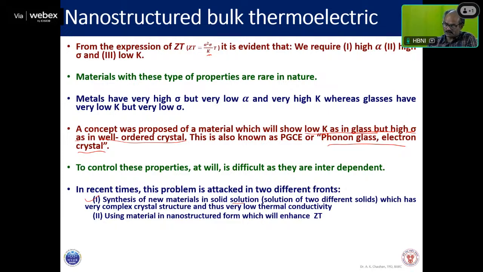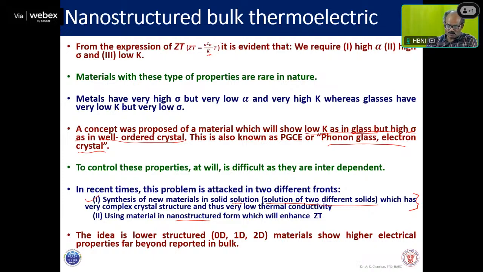Solid solution is a solution of two different solids, which has a very complex crystal structure and thus very low thermal conductivity. Because of this complex crystal structure, thermal conductivity in these materials is low. Another is using materials in nanostructured form, which reduces the thermal conductivity, and therefore it will enhance the ZT value.